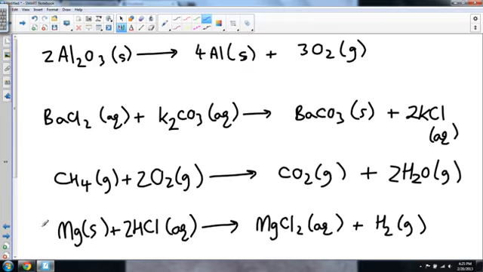So when we go to these 4 reactions, all I'm going to ask you to do is to predict what sort of reaction it is. Well, when we look at this top one, first of all, the states are completely unimportant. The coefficients are not particularly important either.